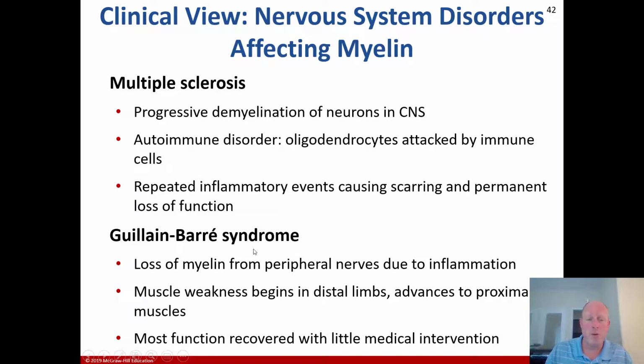Guillain-Barré syndrome is loss of myelin from peripheral nerves due to inflammation. There's muscle weakness that begins in distal limbs and advances to the proximal muscles. Most functions are recovered with Guillain-Barré with little medication intervention.